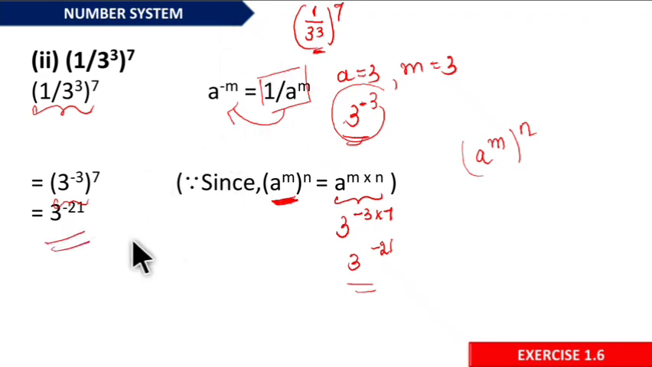So in one question we had to use two laws of exponent. In this, the 2 laws of exponent we used here: first is this one, a to the power minus m is equal to 1 divided by a to the power m. Next, one more law of exponent, a to the power m whole to the power n is equal to a to the power m into n. Now let's see the next question.